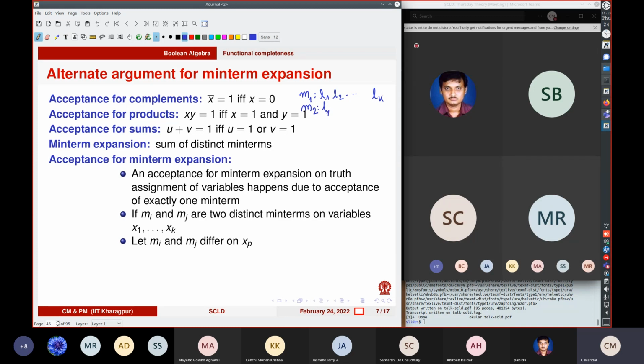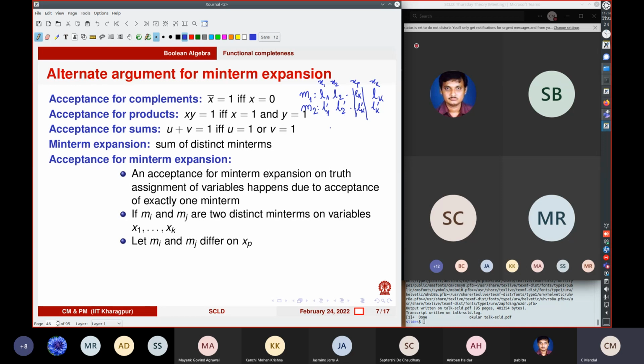Sorry, this one will be l1 dash, l2 dash, and so on, lk dash. Now, since they differ, they will differ in at least one variable. So this is for x1, this is x2, this is xp, this is xk. So there must be one position where they differ. Here, if it is say lp, then this one must be lp dash.